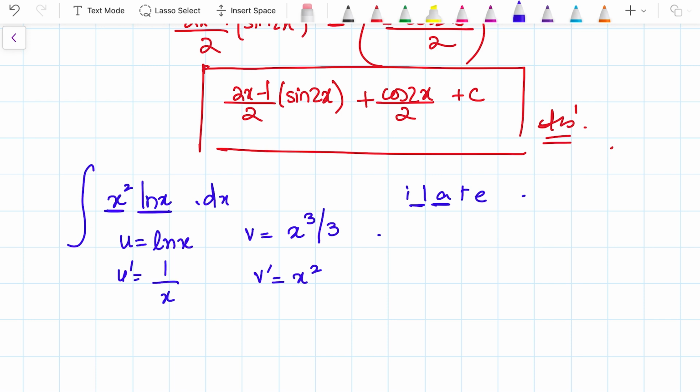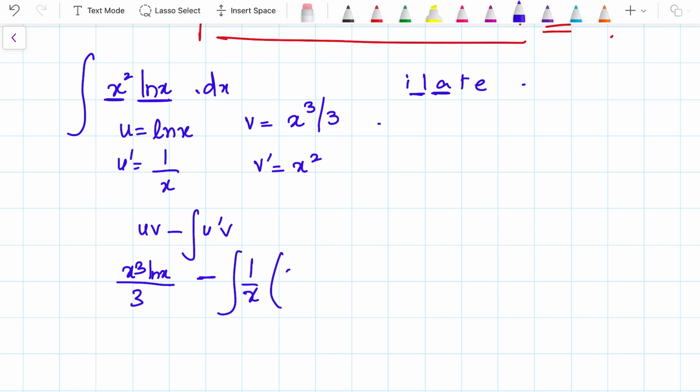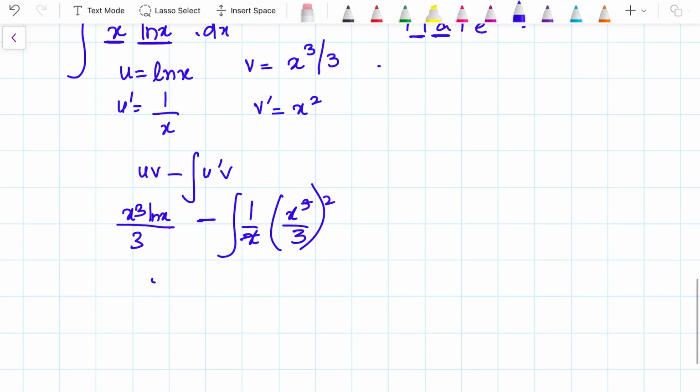So your basic integration and differentiation concepts need to be strong. This is my formula: uv minus the integral of u bar v. Now, I did simplification here. Now it's x squared upon 3, so it becomes x cube upon 2 into 3, which is 6, plus c.